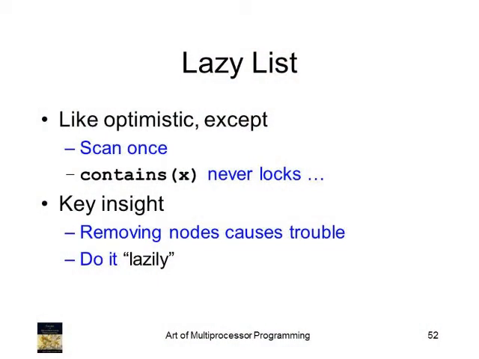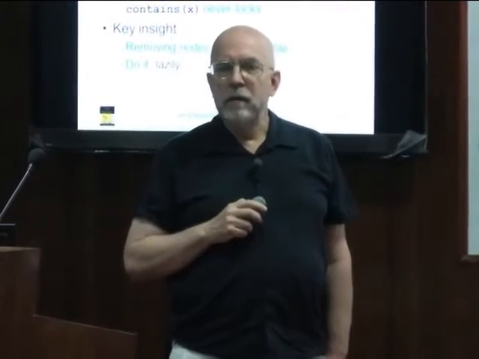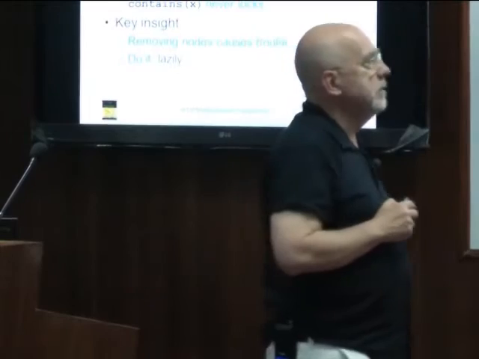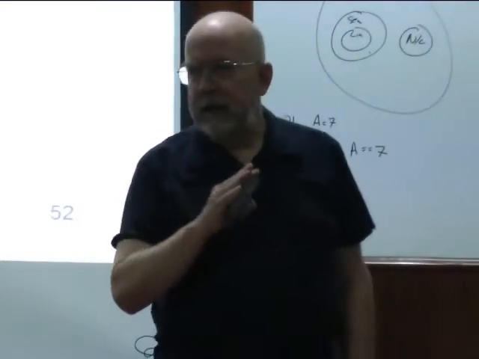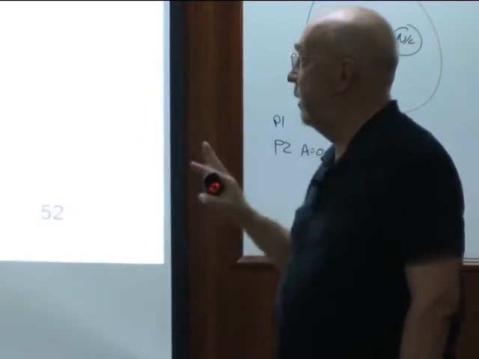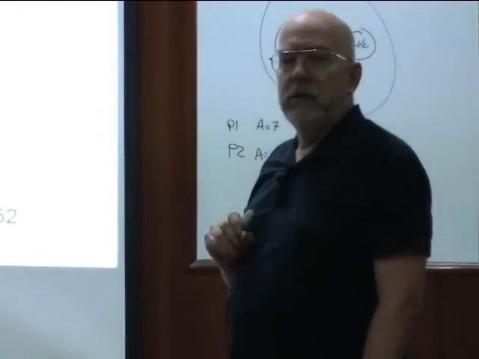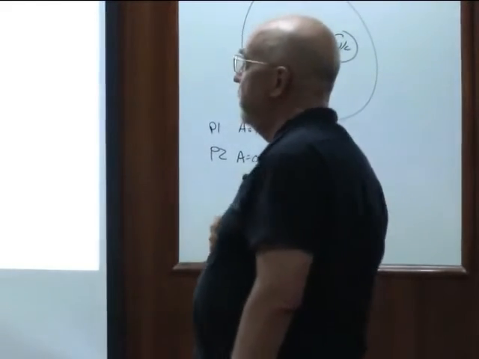So the next thing that we're going to look at is the lazy list approach. You can think of lazy as very much like optimistic, except we're going to make a few small changes and guarantee that we only have to scan the list once. We don't have to scan it twice the way optimistic did, but we're still only going to acquire two locks. And the contains operation never needs to lock anything.